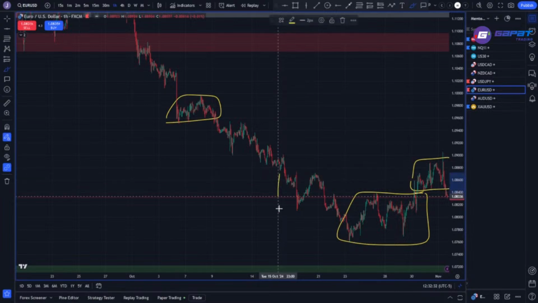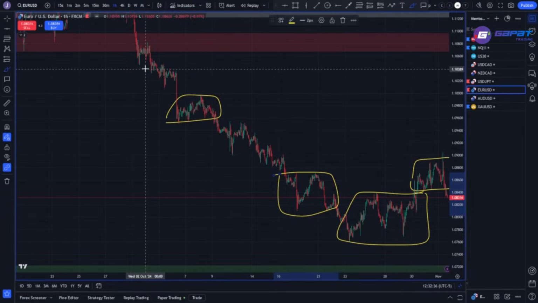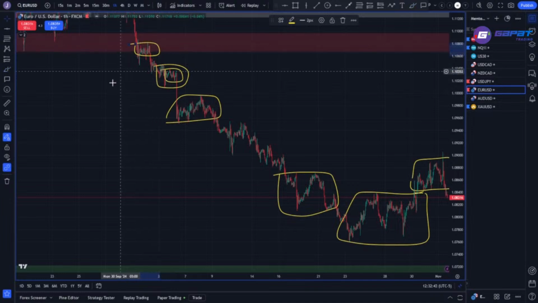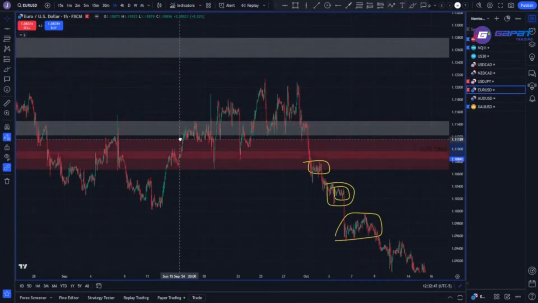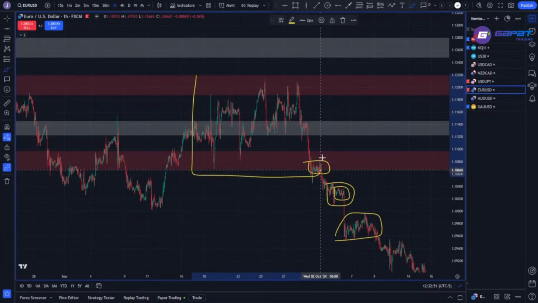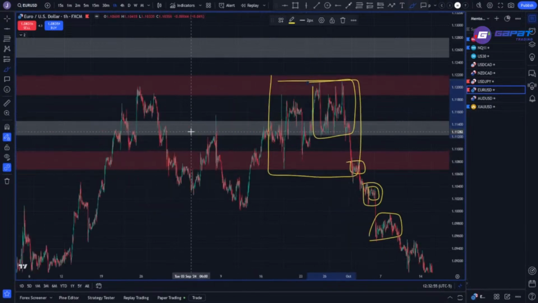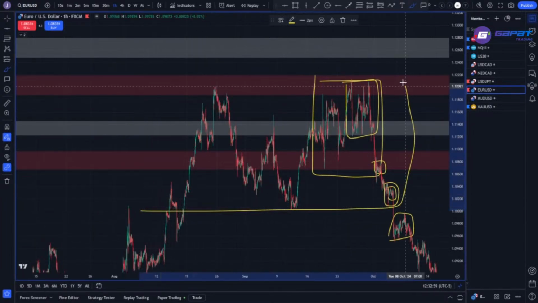But I would say you could have a range here. And then you have the smaller one here, which is part of the bigger one. And then the important one would be here, and the smaller one inside. And then you have this big one.